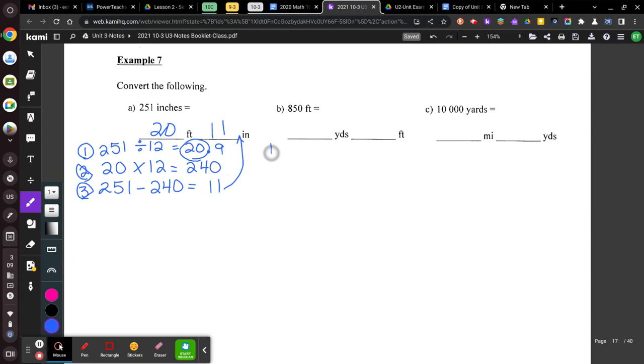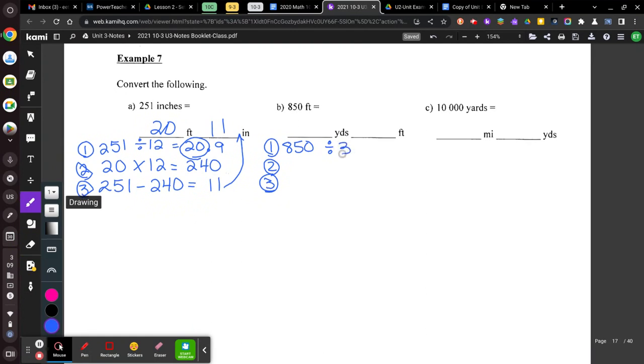So let's write our next 3 steps. Step 1, step 2, whoopsie, step 3. I wrote 2 twice, oh well. Okay, so we start with our original number, 850. We're going to divide by 12. Oh no, we want to go feet to yards. Hang on, that's not the right number. Okay, feet to yards. We're dividing by 3 this time. That means we're going to times 3 in the second step. Last step, 850 minus step 2.